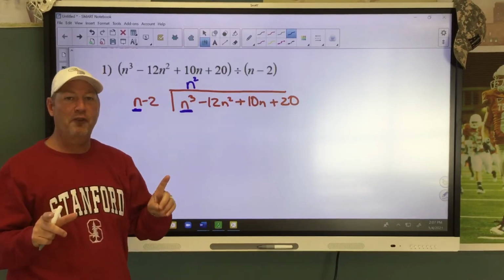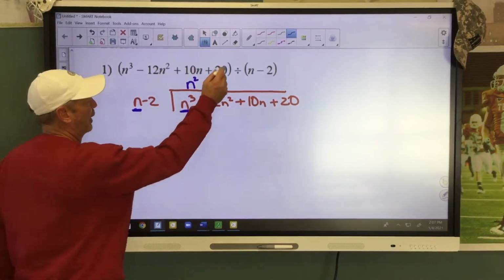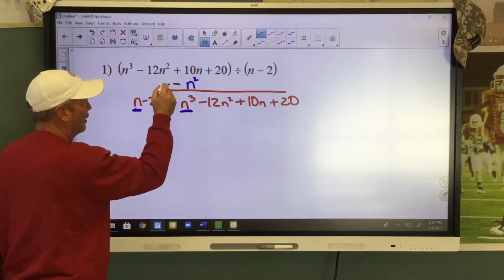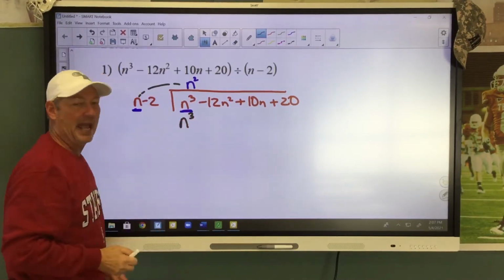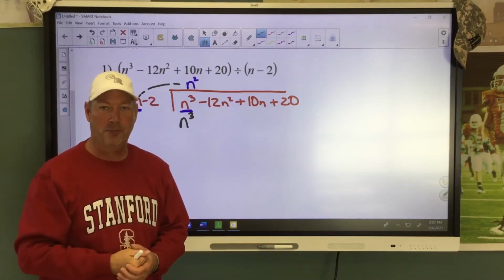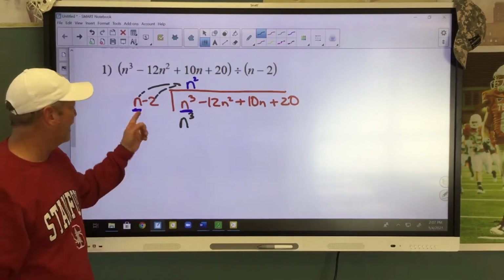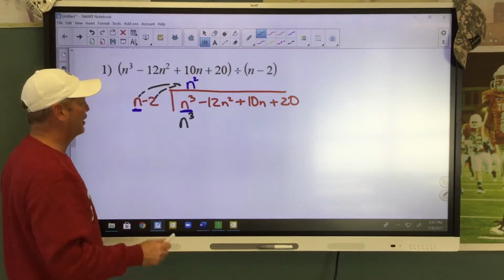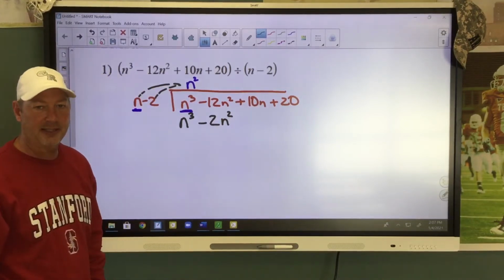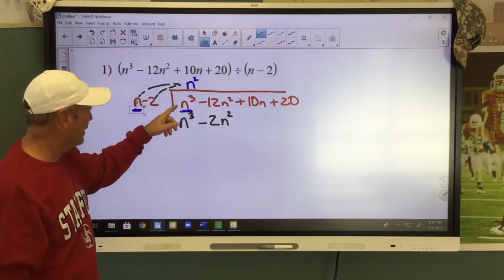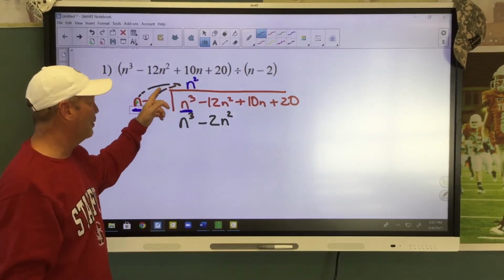Got it? So once we figure out what we're going to multiply, I'm going to ask you to distribute, or come backwards. You're going to multiply n to the second times n, which is going to give me n to the third. They have to match up or else we're picking the wrong thing to multiply by. And then you go n to the second times negative 2. And that's going to give me negative 2n squared. You see how we got that? You try to make this match this, and you figure out it's n squared. And then you go back and distribute and set this up.